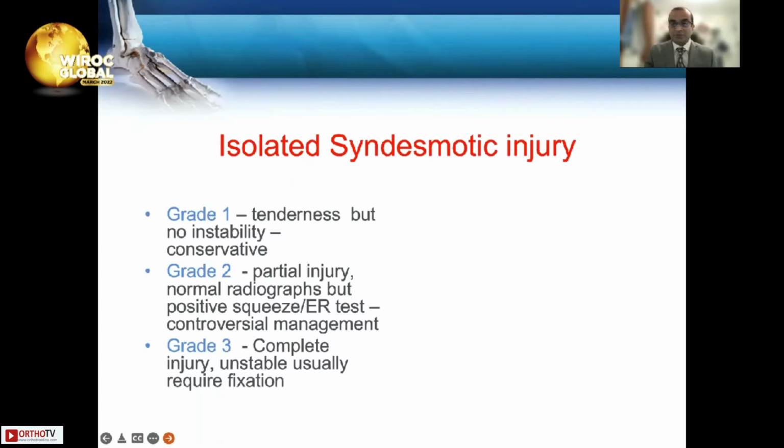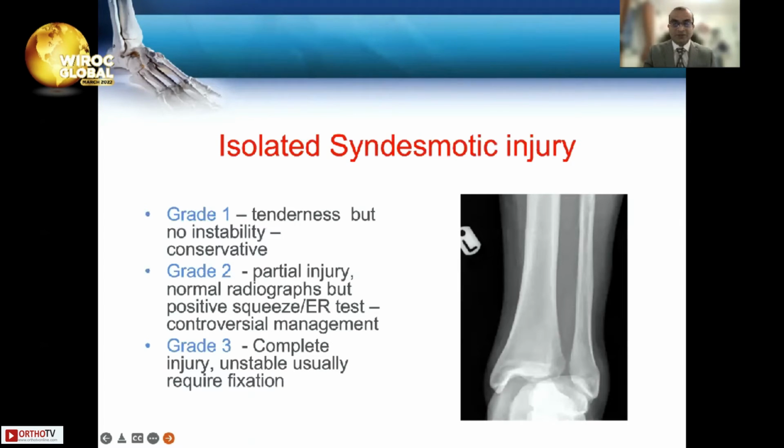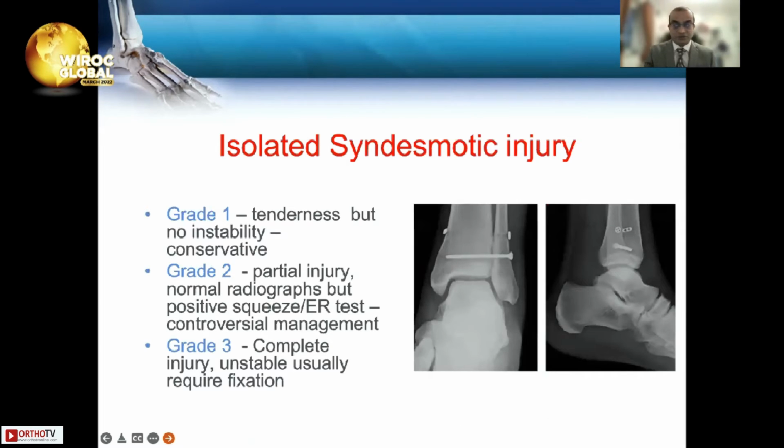An isolated syndesmotic injury can be of grade 1, where there is tenderness but no obvious instability. This is best treated conservatively. In cases of grade 2 injury, where there is partial injury, normal radiographs, but a positive external rotation stress test or a positive squeeze test, the management of these is a bit controversial and depends on the demands of the patient. A complete syndesmotic injury, which is commonly seen in a high Weber C type of ankle fracture, generally needs stabilization with screws, tight ropes, or combinations.